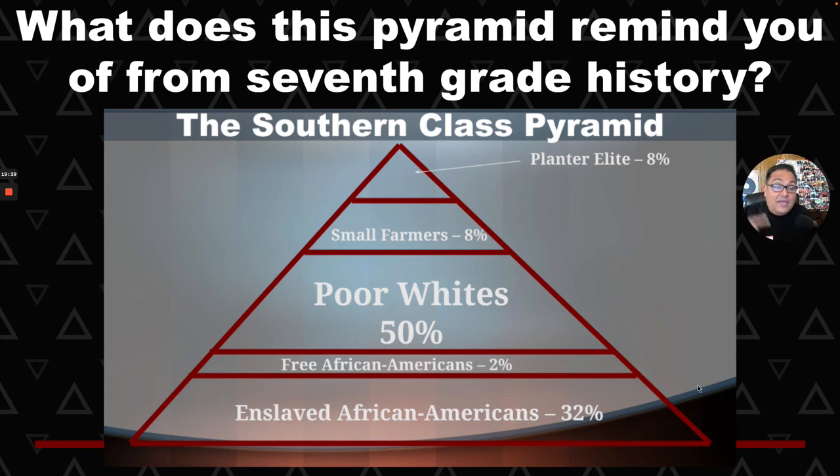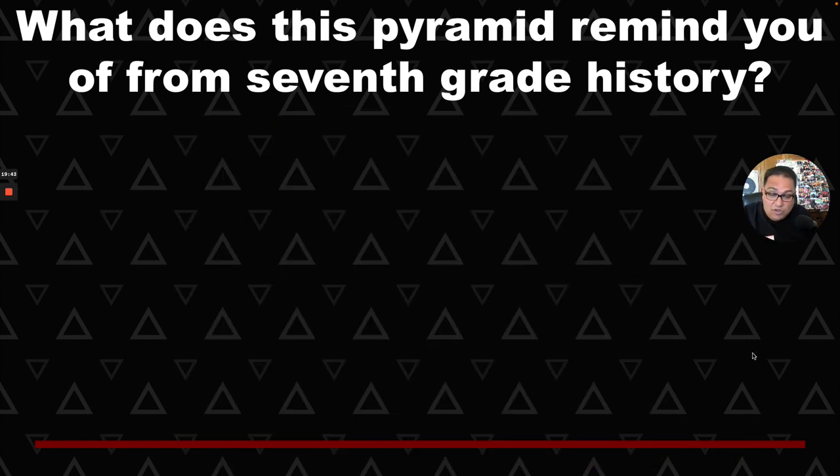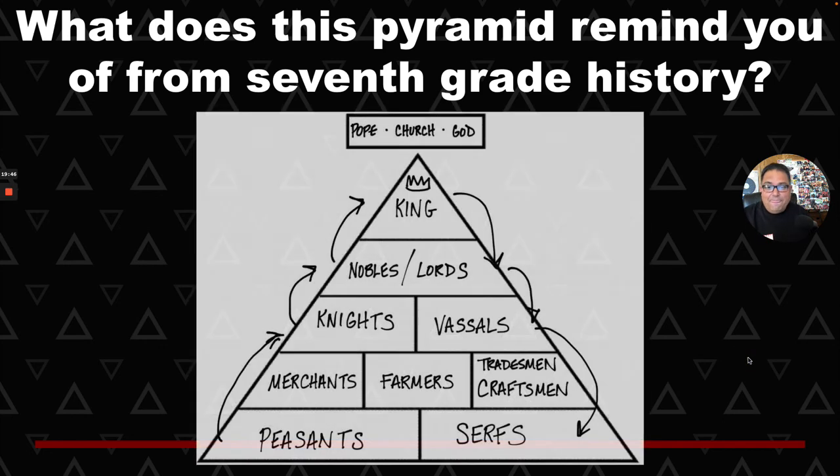Hopefully you're thinking and thinking, and maybe you've come up with the answer, which is, drum roll, boom. You recognize this. This is the medieval social pyramid, right? This was in medieval Europe, where you had the king at the top. So this top structure in the South would be the planter elite, and then you had the landowning whites who maybe aren't as powerful. Knights and vassals were the small landowners in the South, and then you have this middle class right here, and down at the bottom the peasants and serfs.